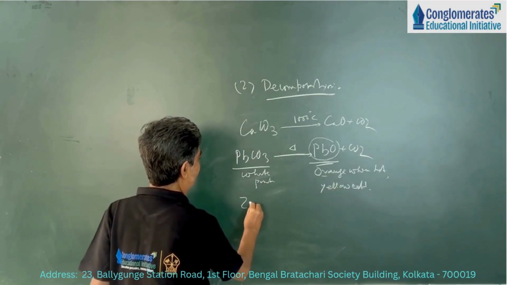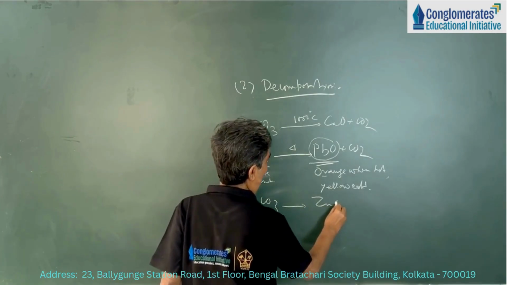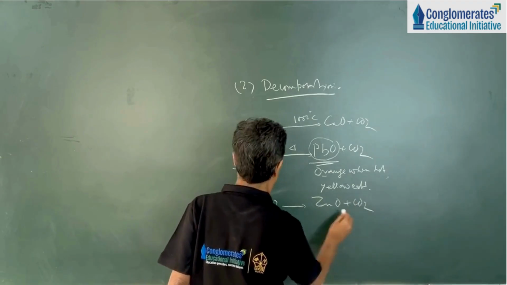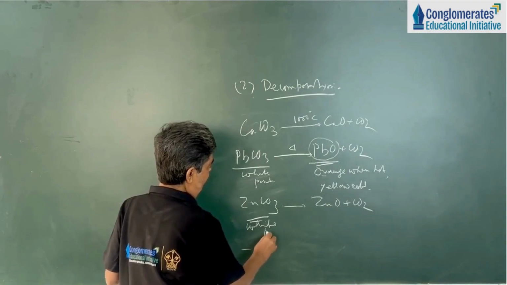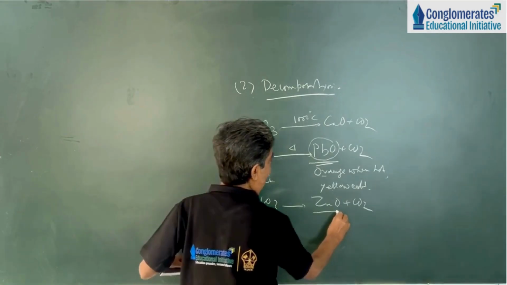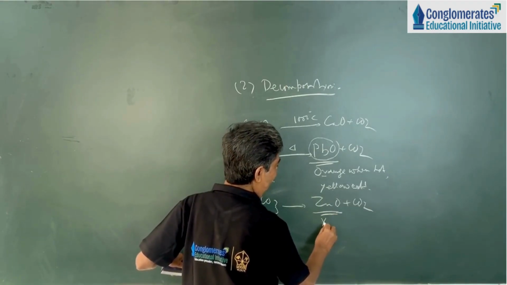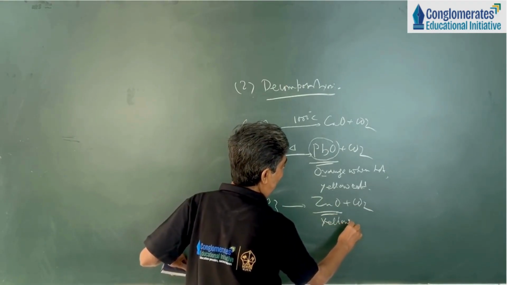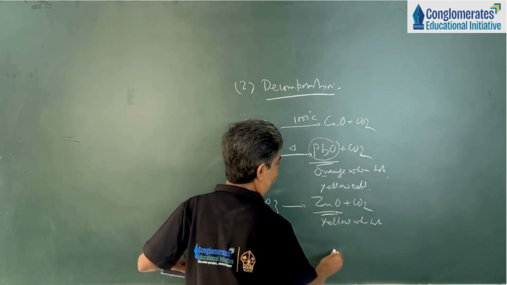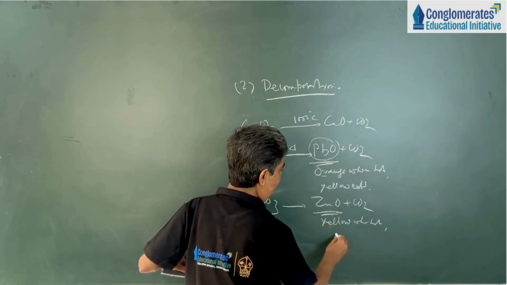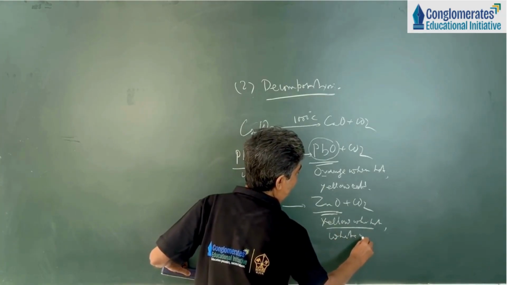A similar example is ZnCO3. This also undergoes a decomposition reaction to give ZnO plus CO2. The important part is that ZnCO3 is a white powder, but when it decomposes, the oxide formed is yellow when hot. If I showed you in a practical it would be very interesting, but this is not possible at the moment. Yellow when hot and white when cold.